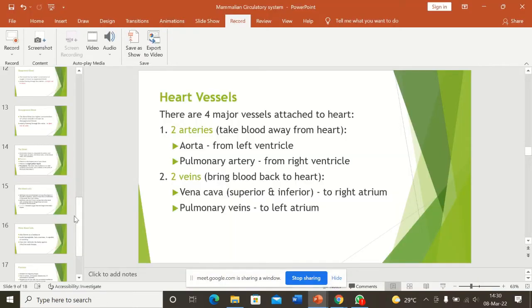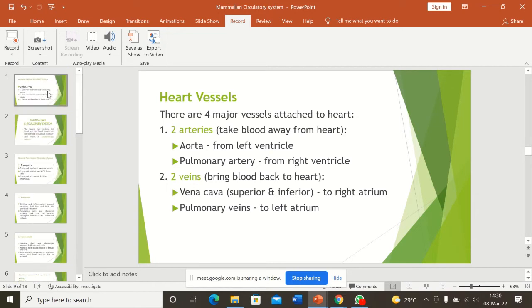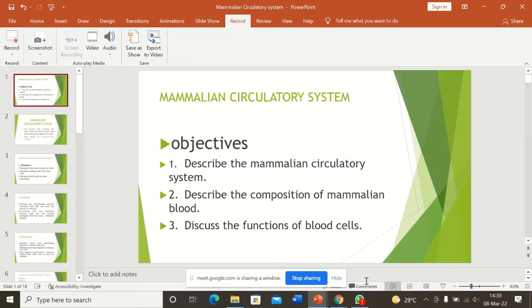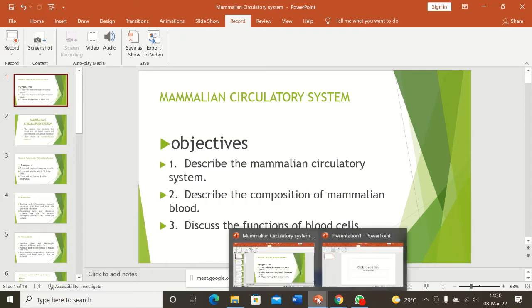I believe you are all able to see my screen. Is my screen visible from your side?